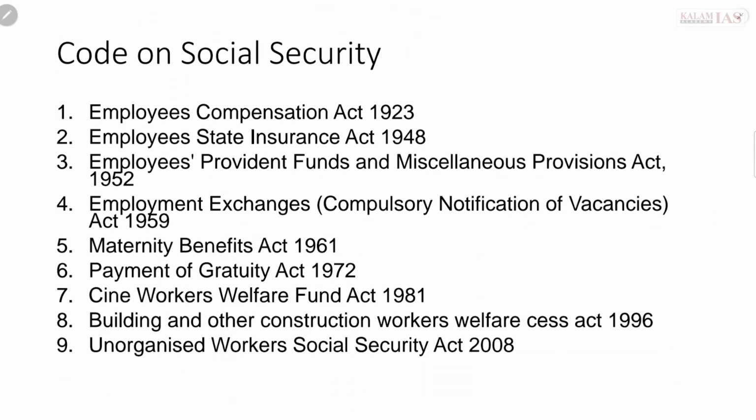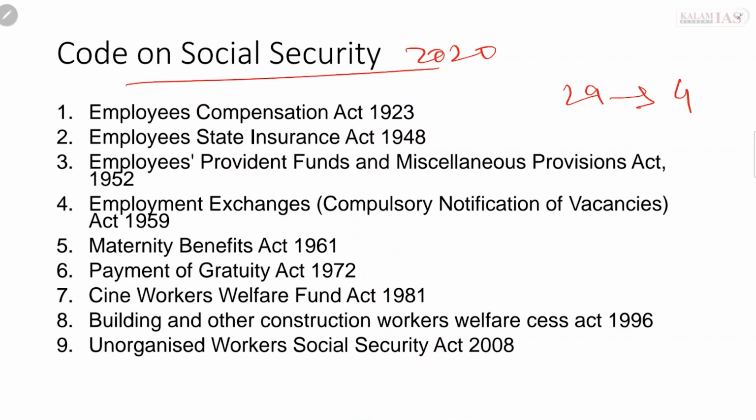Now let us discuss the code on social security. The government in 2020 had replaced many existing laws with 4 labor codes. So about 29 labor laws were replaced with 4 labor codes. We had discussed 3 in the last class. Now we are discussing the code on social security.